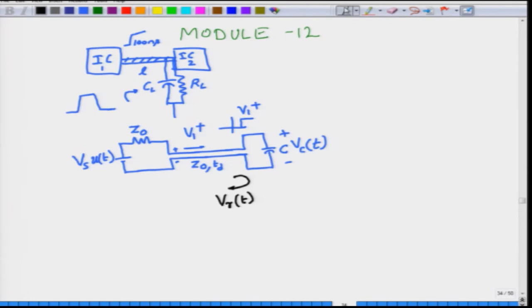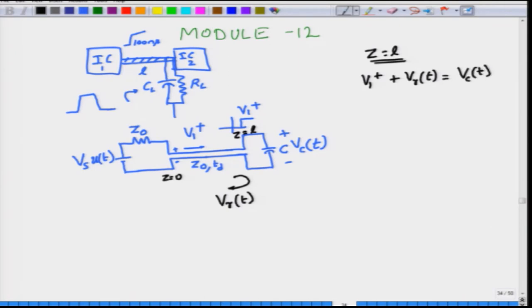However, KCL and KVL are still valid at the load as well as at the source planes. So at the Z equal to L plane, the total line voltage will be the input voltage, which is V1 plus, not a function of time, simply the step voltage of magnitude Vs by 2 propagating down the line, plus Vr of t, which is generated as a result of reflection from the load. That should be equal to Vc of t, which is the load voltage.